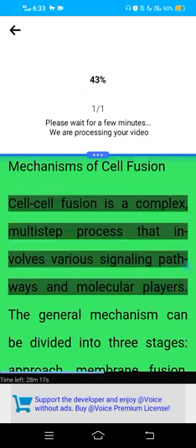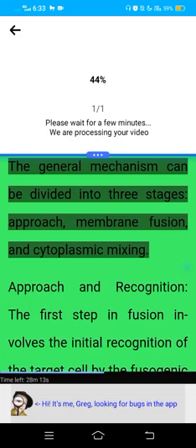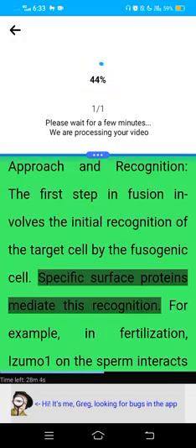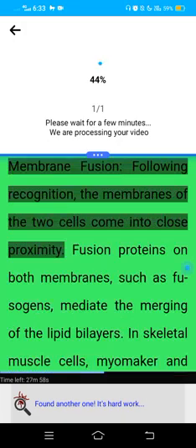Mechanisms of cell fusion. Cell fusion is a complex, multi-step process that involves various signaling pathways and molecular players. The general mechanism can be divided into three stages: approach, membrane fusion, and cytoplasmic mixing. Approach and recognition. The first step in fusion involves the initial recognition of the target cell by the fusogenic cell. Specific surface proteins mediate this recognition. For example, in fertilization, Izumo-1 on the sperm interacts with Juno on the egg.